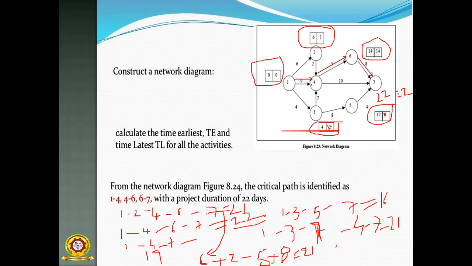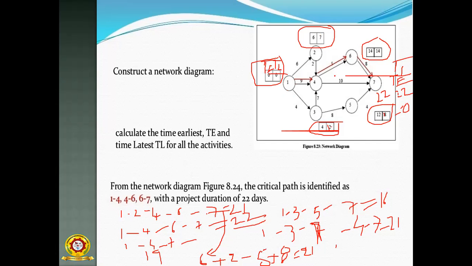So then 9 minus 9, the value is 0. So ultimately you are getting the TL. This is the TL, this is the backward pass, and TE is the forward pass. I already discussed this. Finally we are getting the TE value 22. So TE is 22, and finally TE minus TL equals 0. In this way you have to calculate these values.